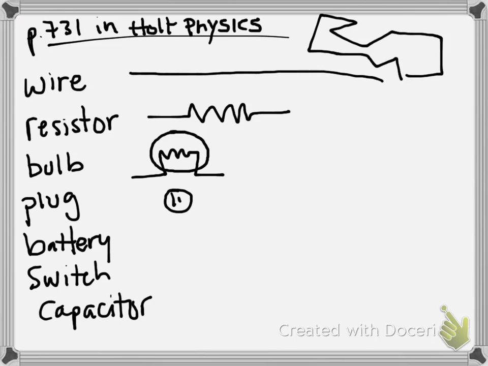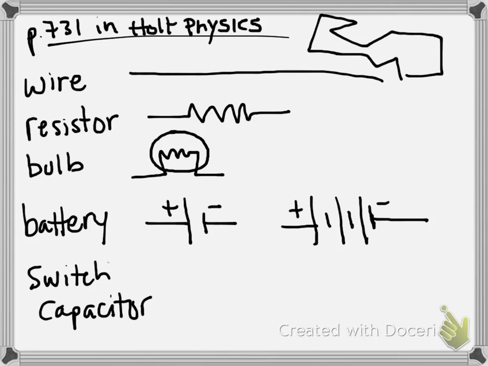The symbol for a plug is one that we will not be using in this brief unit because plugs are a feature of an AC circuit, or an alternating current circuit. We'll only be dealing with direct current circuits, so no plugs for us. A symbol that we will use frequently is the symbol for a battery. This is a battery with a single cell, while this one is a battery that has multiple cells. This is the place where the electrons are going to flow from and return to.